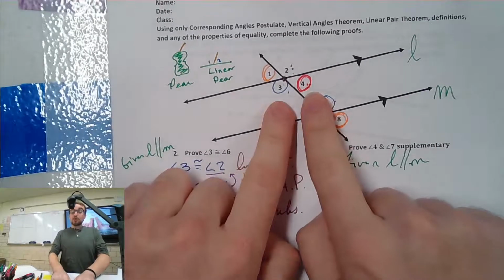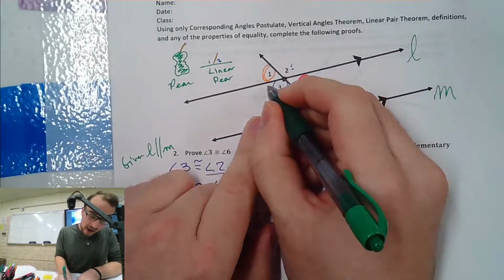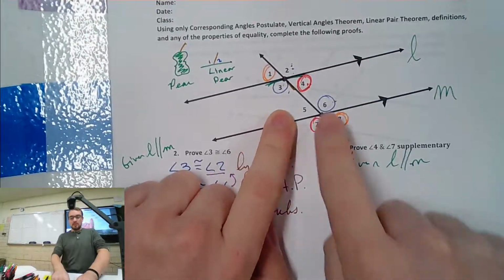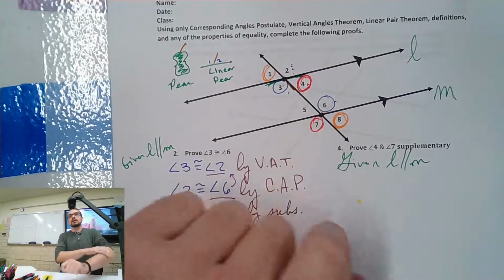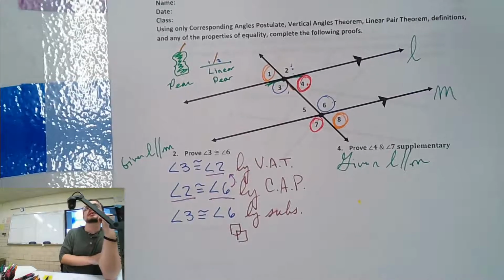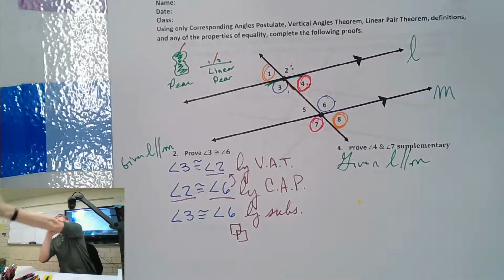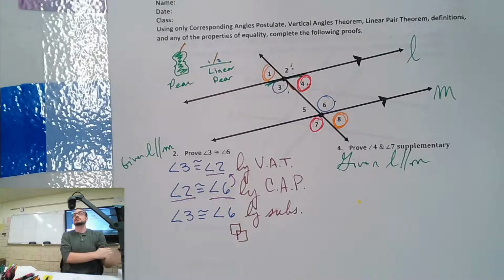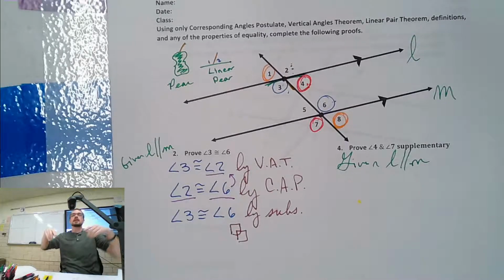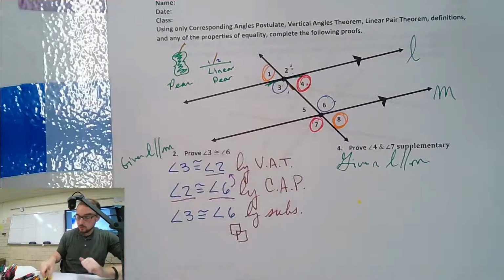So, angle 3 and 4 are a linear pair. Here's the pair. There's the stem. They're on the same line. There's 2 of them. Okay? So, 3 and 4 are a linear pair. What does linear pair theorem say? If they're a linear pair, then they are supplementary. What does supplementary mean by definition? 180. So, we're going to cut to the chase. Unlike last week where we have to say they're a linear pair by definition, therefore linear pair theorem says they're supplementary, right? We're just going to say 3 and 4 are supplementary by linear pair theorem.